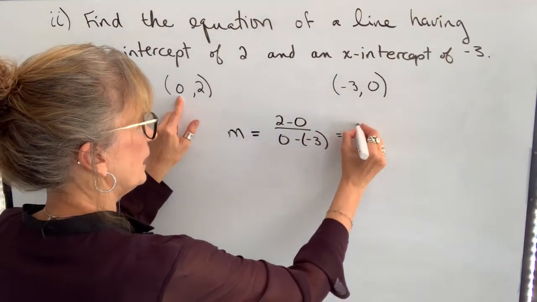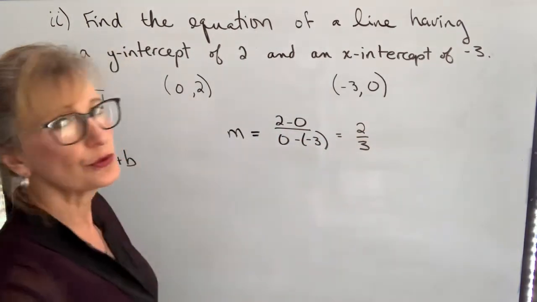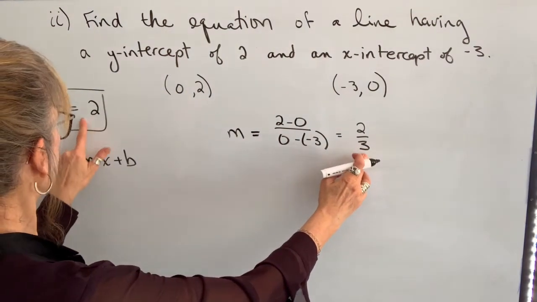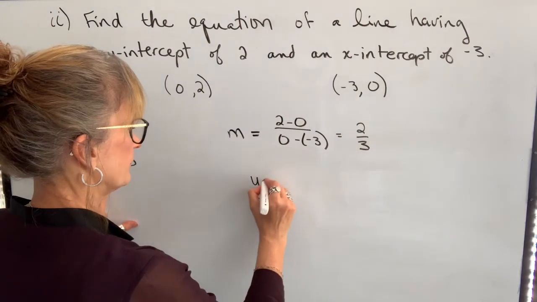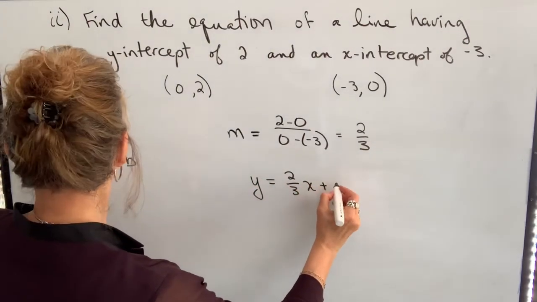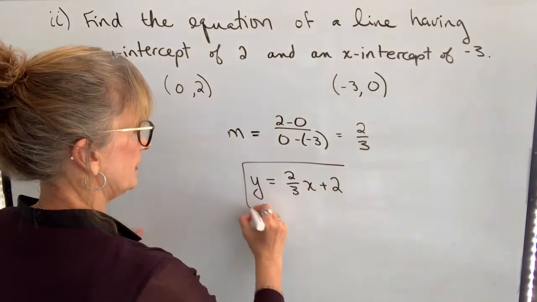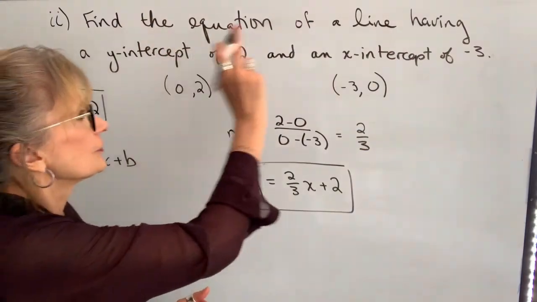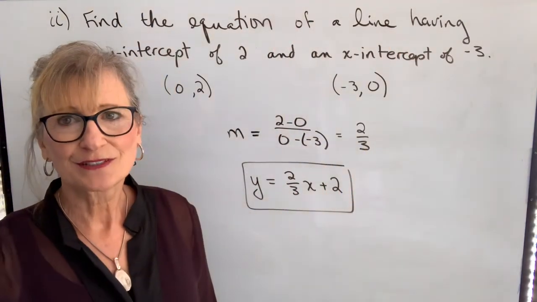And then we simplify, so the slope is 2/3. Now that I have the slope and I have my y-intercept, I have my equation. M was 2/3, b is 2, so that will be the equation that has that intercept as well as that intercept.